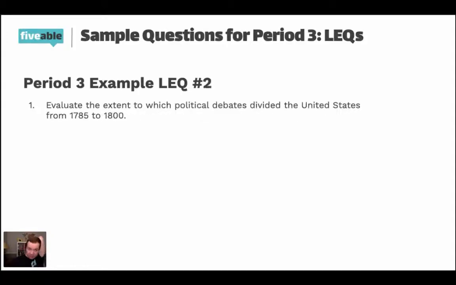LEQ number 2. The extent to which political debates divided the United States from 1785 to 1800. So we're talking before the Constitution all the way up until the end of John Adams' presidency. And that's kind of a big deal there too. So it could be a CCOT question, could be a compare-contrast question. Just throwing out a couple examples for you there.